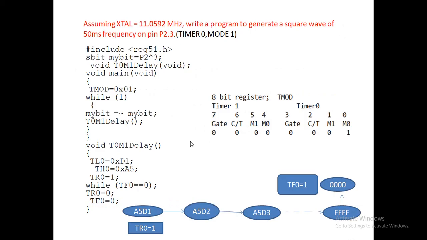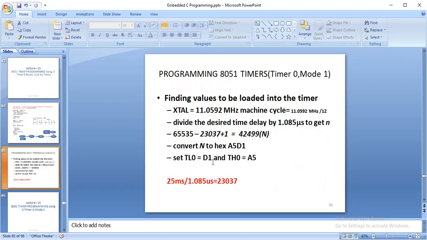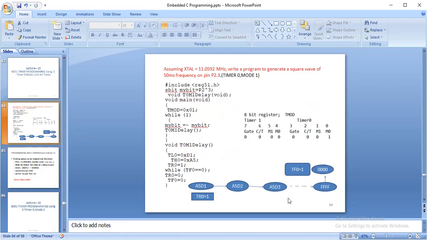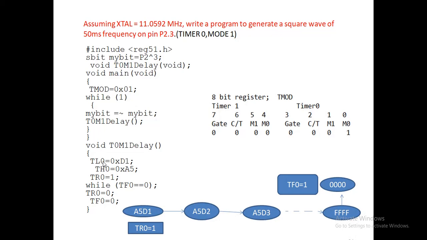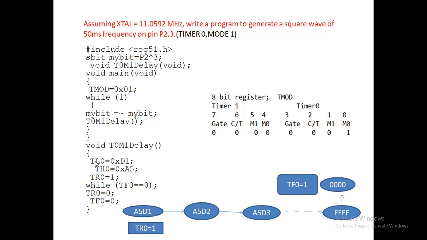Now come to the program. Here I made a mistake. Here it is TL0 only, D1, and A5. Yeah, final is fine. So here TL0 is D1, TH0 is A5. Now come to the delay function. You have to load TL0 with D1, so D1 is loaded in the TL0 register, and A5 is loaded in the TH0 register.